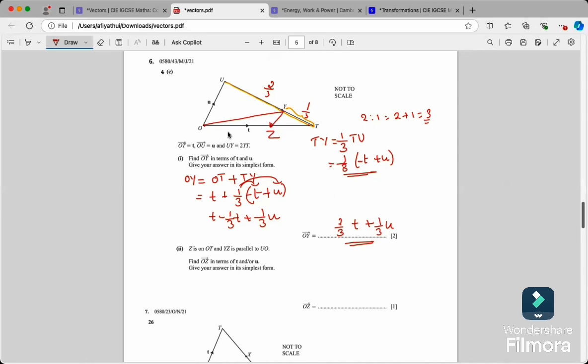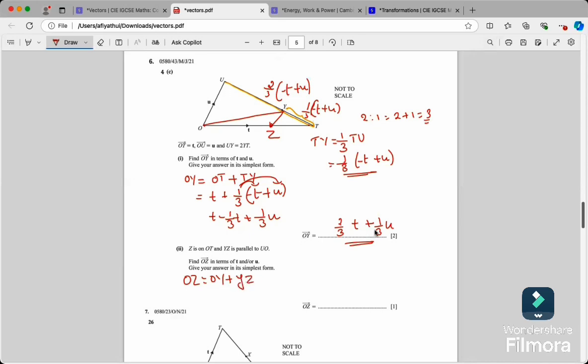So we know that already, OU, right? So it is parallel to the OU, they said. So what will be your OU? So minus T plus U, for your better understanding, I'm writing it in the bracket. Minus T plus U. Okay, so here if you see, you need to find out OZ, isn't it? So OZ is equal to O to Y plus Y to Z.